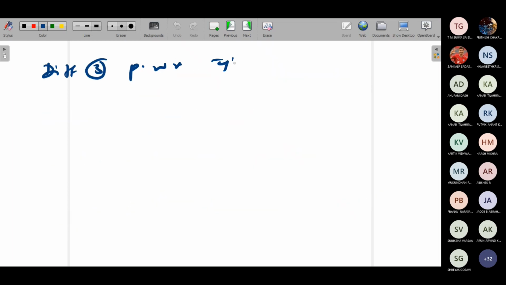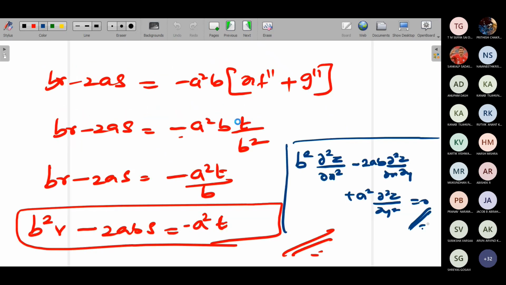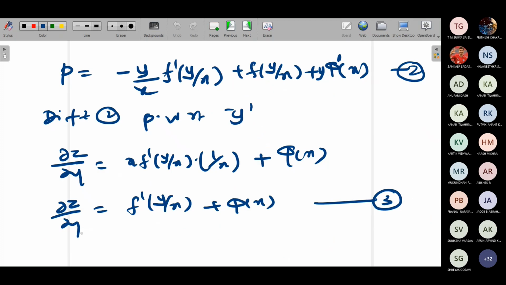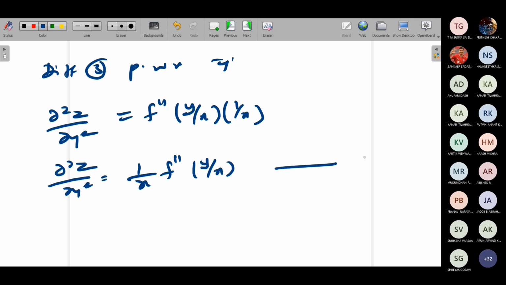Differentiating partially with respect to y, I'll get dou square z by dou y square will be equal to f double dash of y by x into 1 by x, plus that is 0. The third term will be 0. Yes or no? So I'll get dou square z by dou y square is equal to 1 by x into f double dash of y by x. Take this as equation number 4.